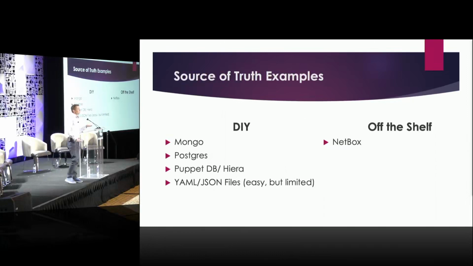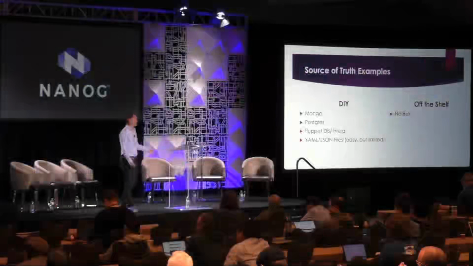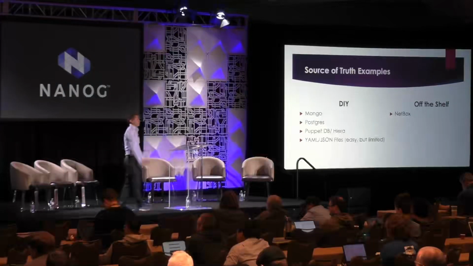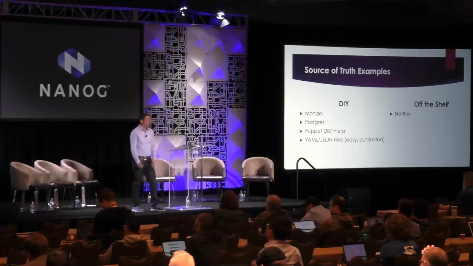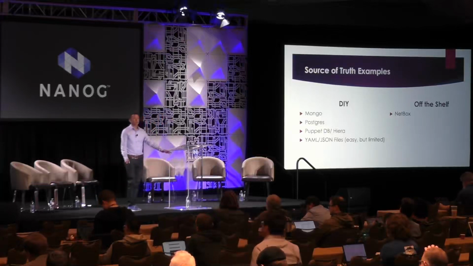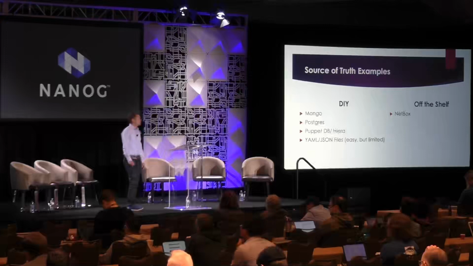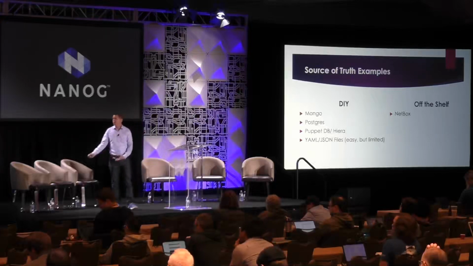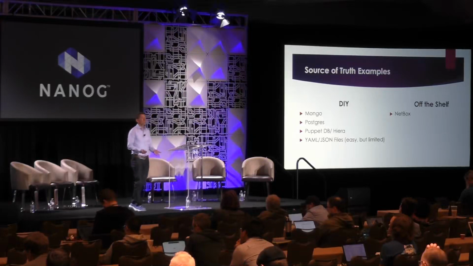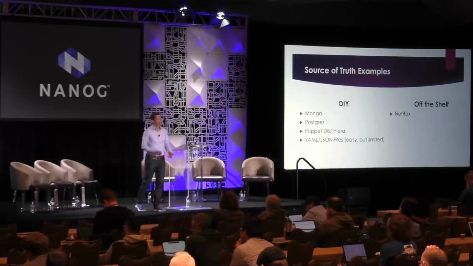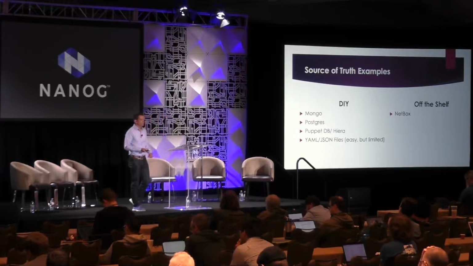So, some different examples that you might use as a source of truth. DIY route, right? You could go with a Mongo database or a Postgres. When we started, we happened to have access to a Postgres engineer, so that's the route that we went. You could use something a little more proprietary like PuppetDB or Hiera. And then even just something more flat file like a YAML or JSON file. Relatively easy, but you kind of get back to that data entry problem I was talking about earlier if you go that route. And then off the shelf.